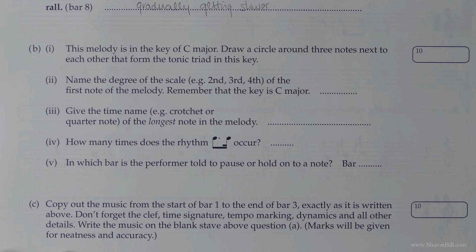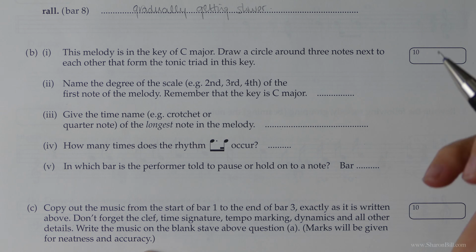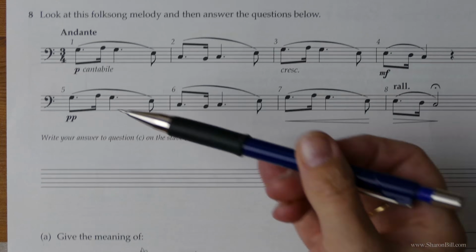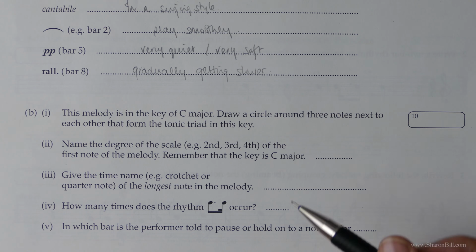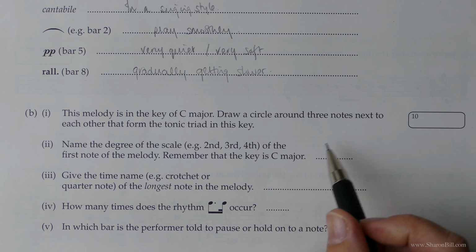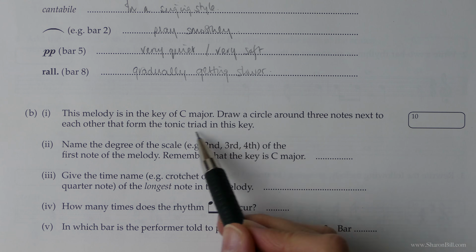So in section B, we've got a few questions, so we're going to need to keep popping back to that melody at the top. So we're told that the melody's in the key of C major, and you can see that we've got no sharps or flats. So we're in the key of C major, and we are asked to draw a circle around 3 notes next to each other that form the tonic triad in this key.